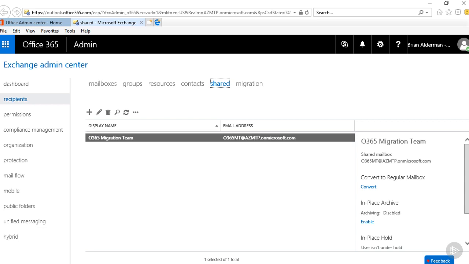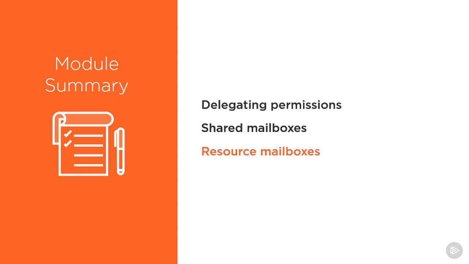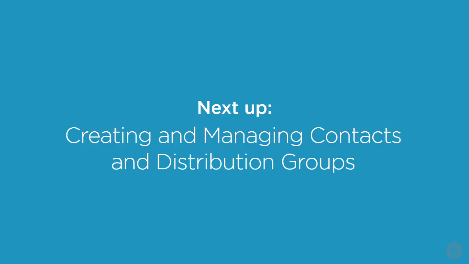So in this module, we took a look at how we can delegate permissions so we can use more or less group mailboxes instead of just individual mailboxes. We also explored shared mailboxes, and then we talked about resource mailboxes, which can be used for reserving rooms or equipment within our organization. Next up, we are going to talk about creating and managing contacts as well as distribution groups.